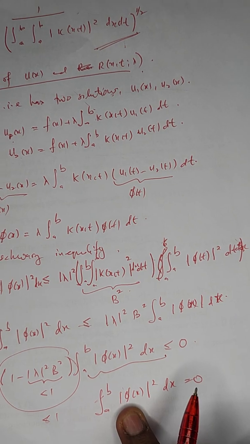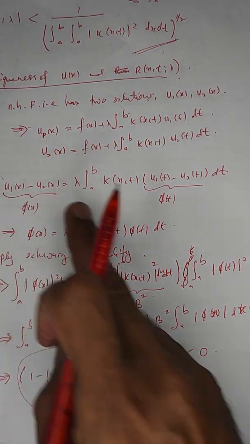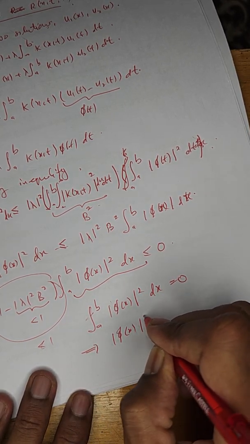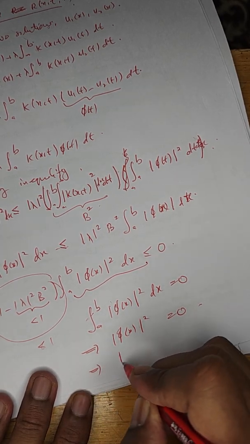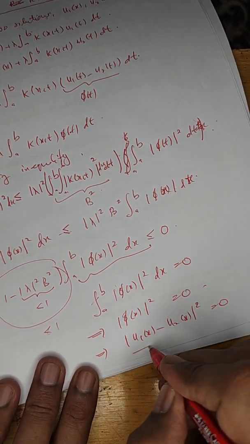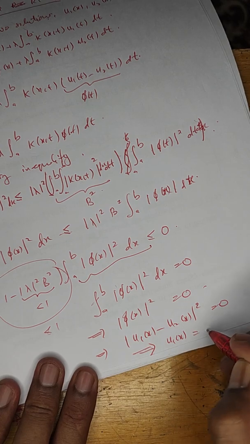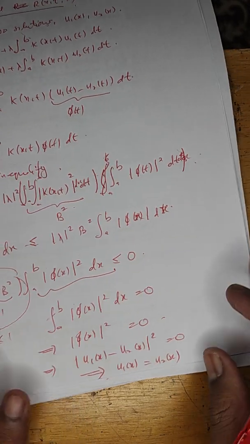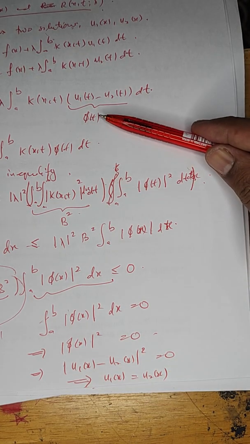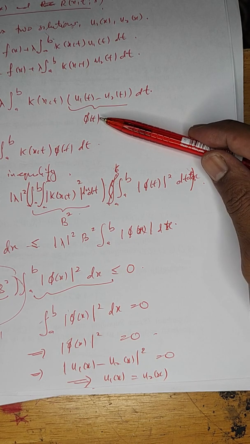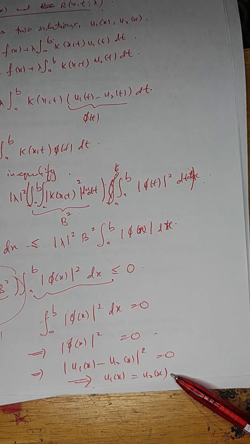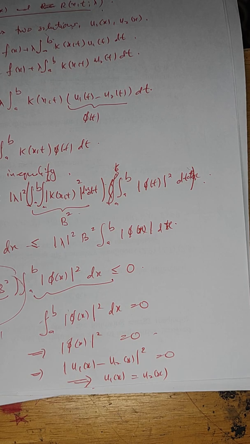From there, because of the definition that phi is u1 minus u2, phi x squared gives you 0, which means u1 x minus u2 x squared is 0, and from there we have u1 x equal to u2 x. So therefore the solution is unique. From the beginning we assumed that the Fredholm integral equation has two solutions, and later we showed that those two solutions are equal. Therefore the solution is unique.